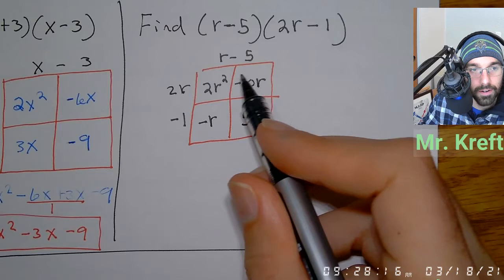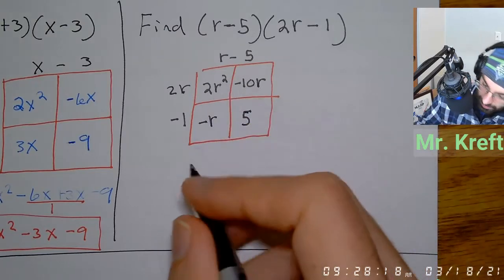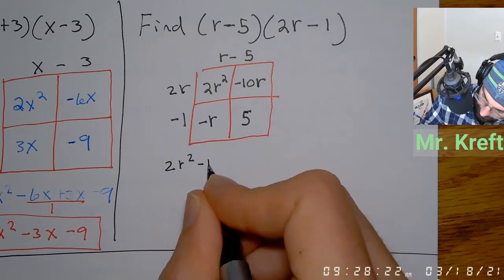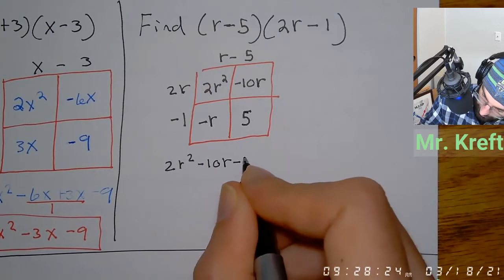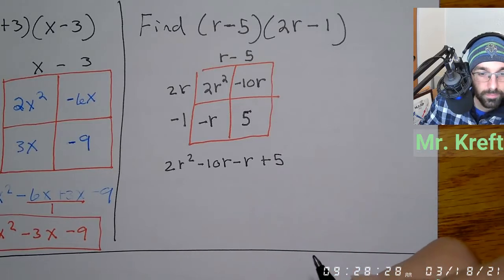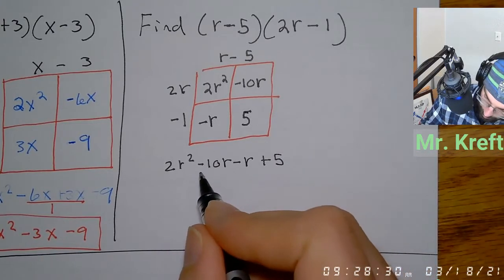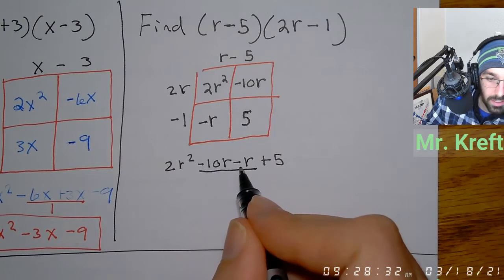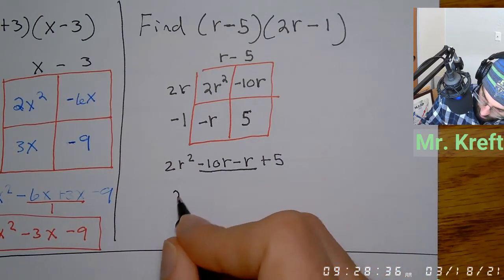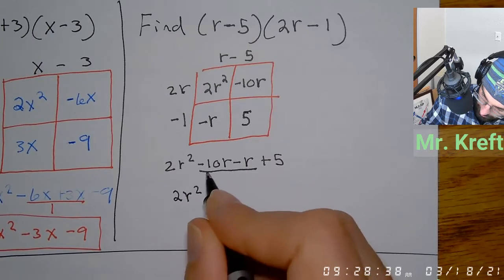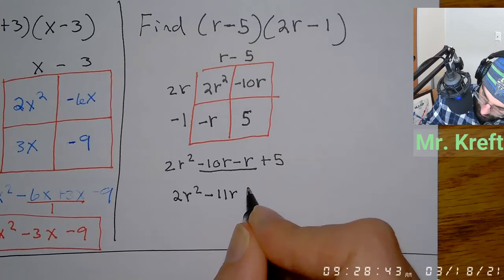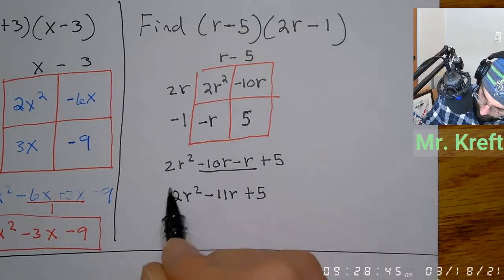Then what I'm going to do is add all of these on the inside together. So I'm going to get 2r squared minus 10r minus r plus 5. I can combine -10 and -r. So I'm going to get 2r squared, -10 minus 1 is -11r, and then plus 5.